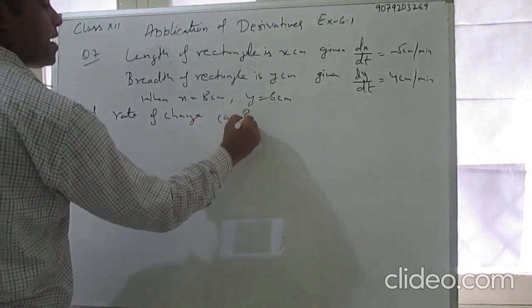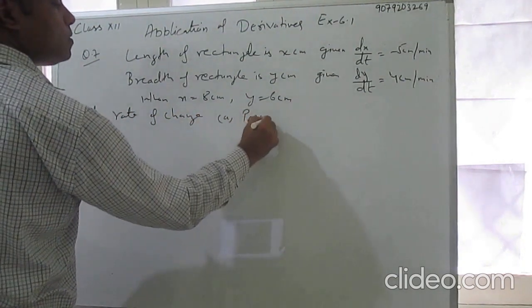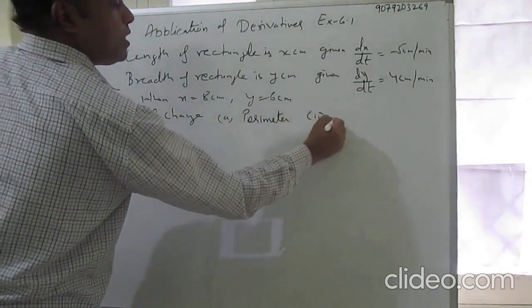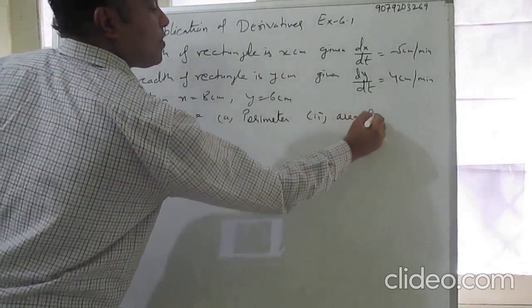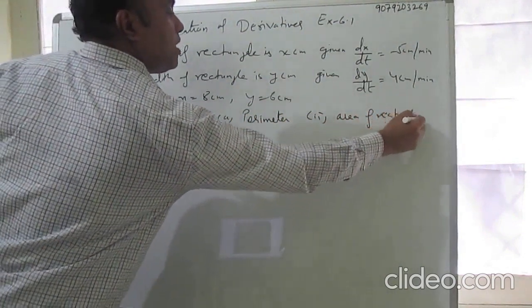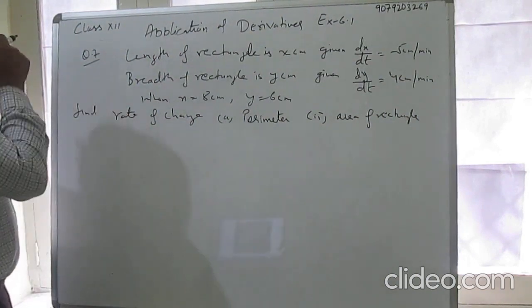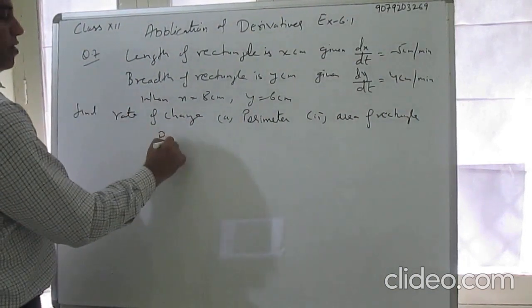Number 1, parameter. Number 2, area of rectangle. In both cases you have to find the rate of change. So first I take parameter. What is the parameter of rectangle?